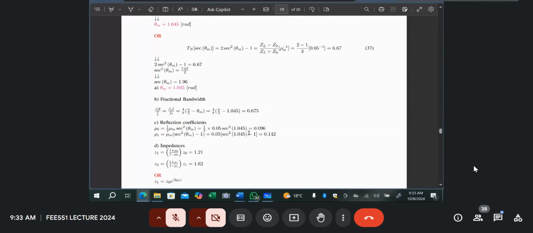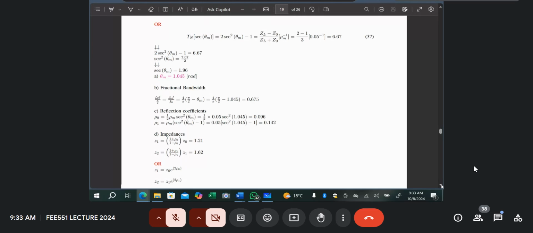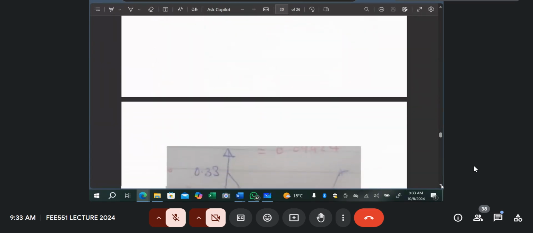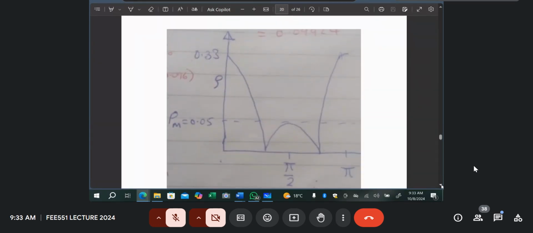Reflection coefficients, rho naught, rho 1, then the impedances, and then you plot. Okay. So you do that for the two section, you can do that for three section. You can change the value of rho M and see whether you get different factors. There are also approximations in some of the texts. So again, you can use those ones to give us a better presentation.